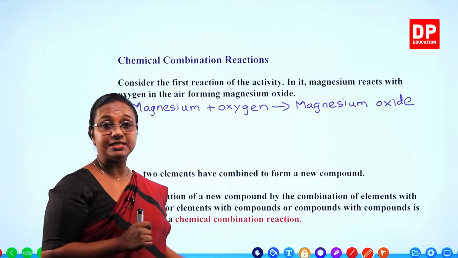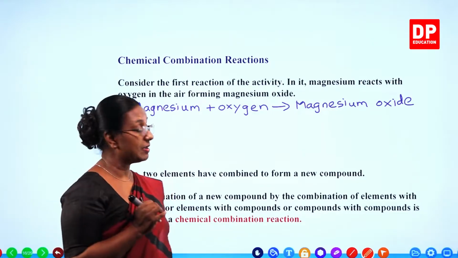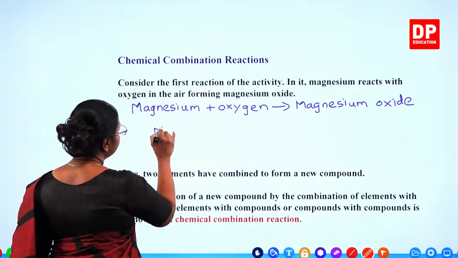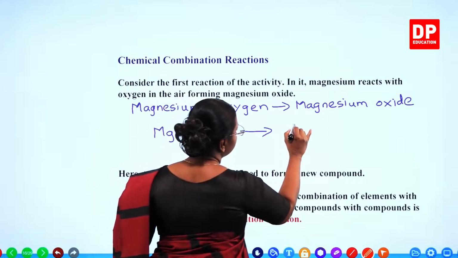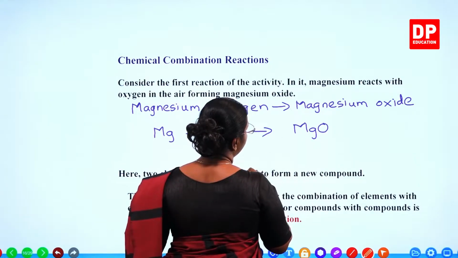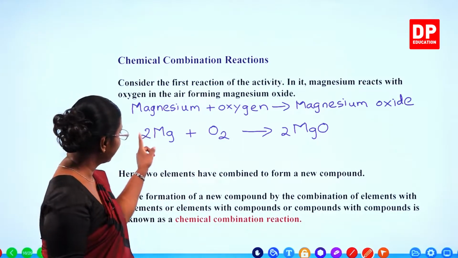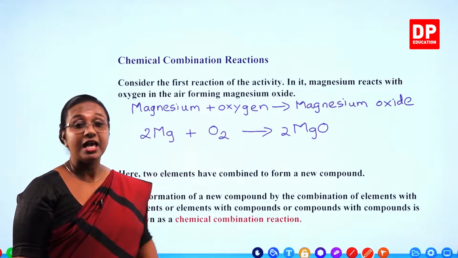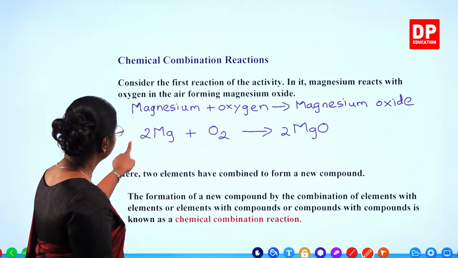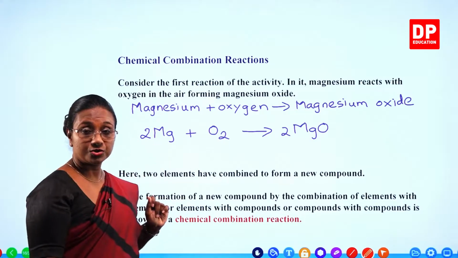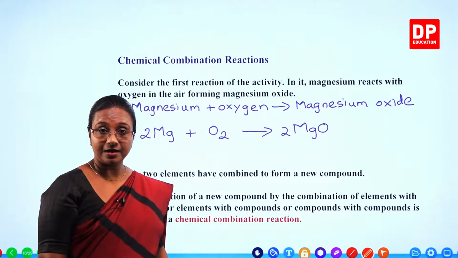I told you all this is the word equation. For the same word equation, I can write the balanced chemical equation. Magnesium plus oxygen giving rise to magnesium oxide. When we balance the reaction, we need to have 2 in front of magnesium and magnesium oxide. I will explain how we do that when we discuss balancing chemical equations. So, 2 magnesium reacts with oxygen forming 2 magnesium oxide.